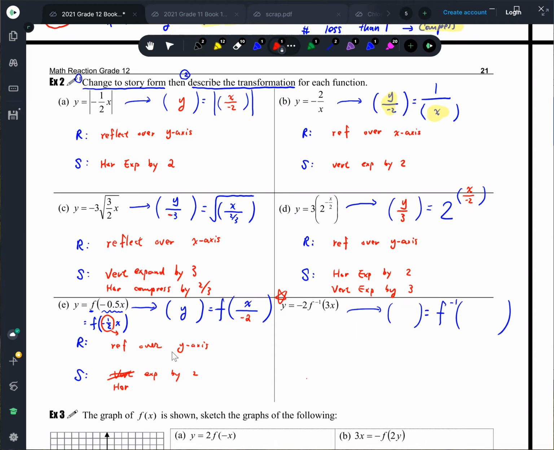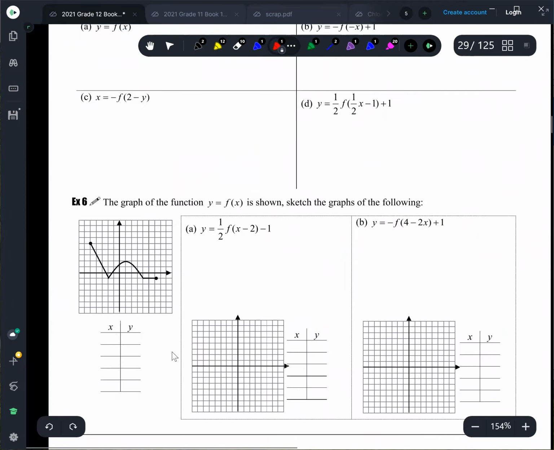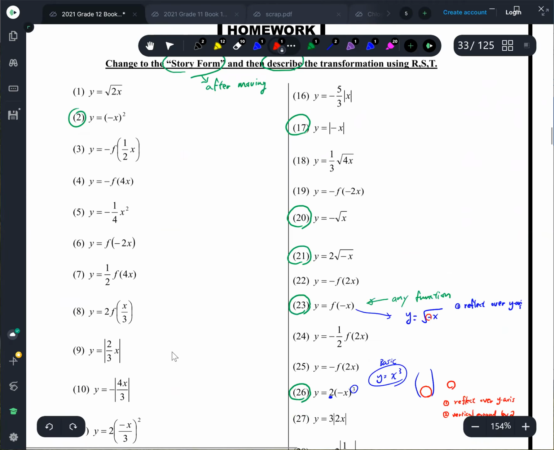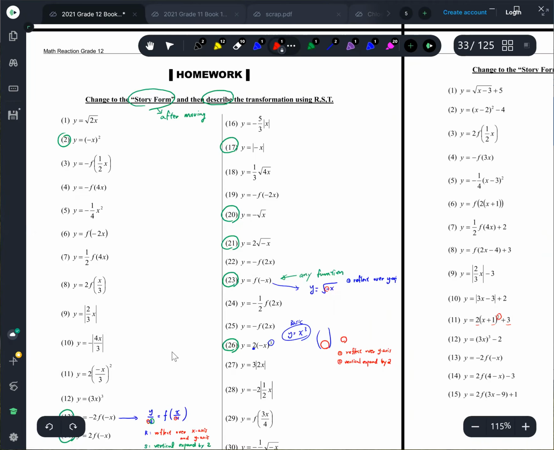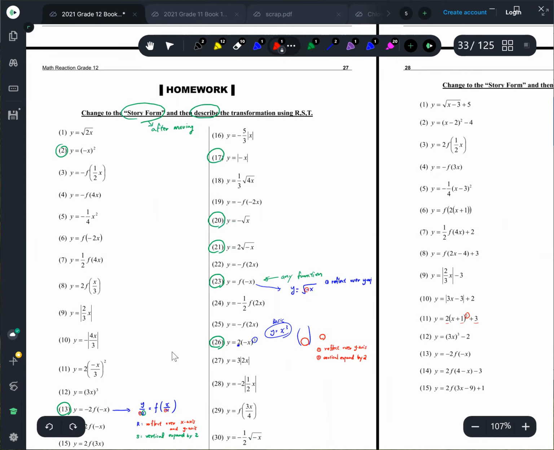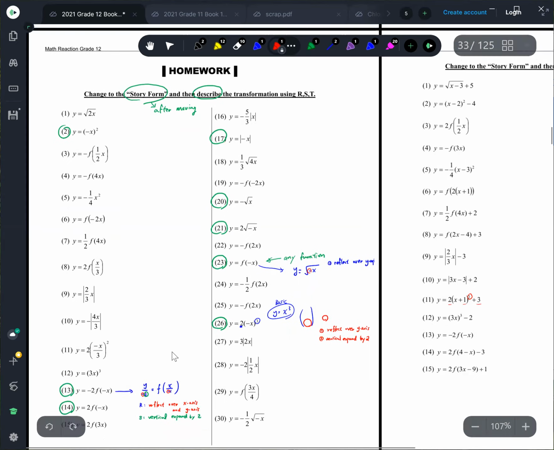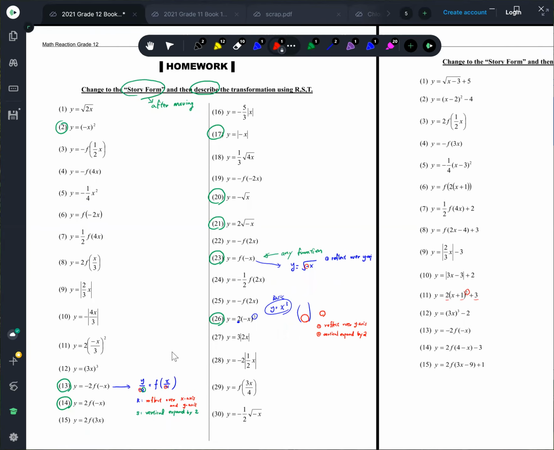So the homework will be doing the same thing. Last time we did the green questions, right? These ones. So this week you finish the rest of them, okay? For each question you need to show me the story form and then write down the R and S. And next time we'll do the last kind of transformation, okay? So make sure you get the R and S correct 100% of the time, because it's going to affect everything that comes after.